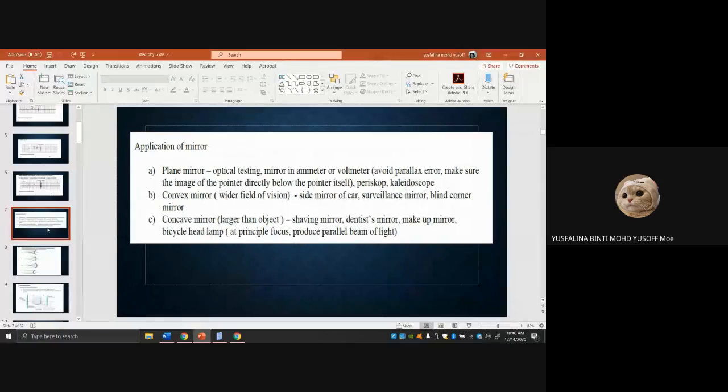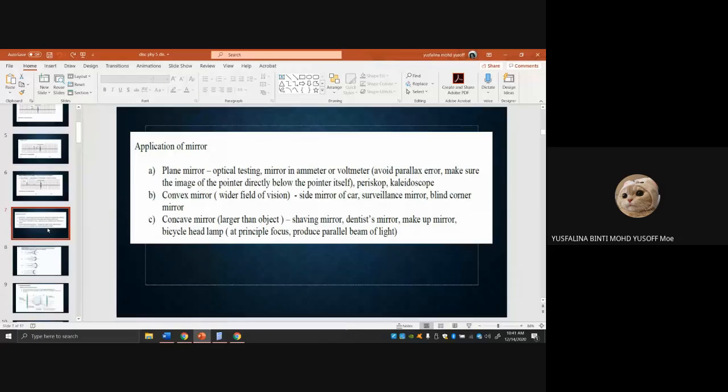Okay. So the application of the mirror. So what's the application for the mirror? Right. For the plane mirror, it will be used in optical testing. Mirror in ammeter or voltmeter. If you see the voltmeter and ammeter, there will be a mirror below the reading there. That one is actually to avoid the parallax error. So when you read the voltmeter, you have to make sure that the image of the pointer is below the pointer. I mean, it will intersect. So to avoid parallax error, make sure the image of the pointer is directly below the pointer itself.